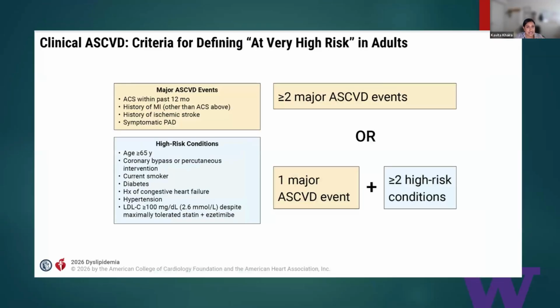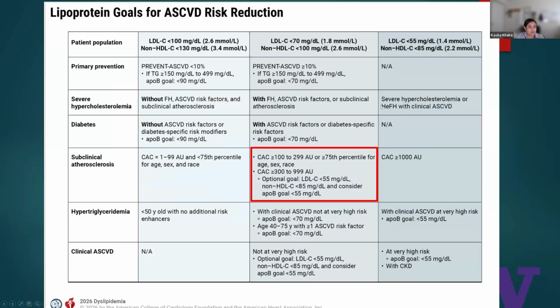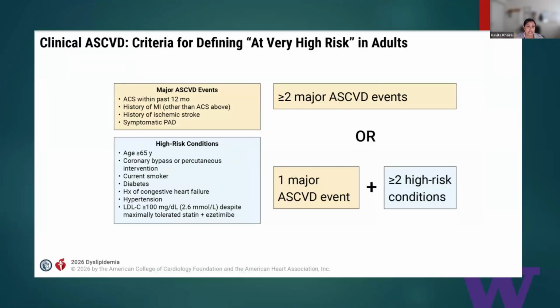Also, the second table in the guidelines that I think is the best is this: for clinical ASCVD, our indication to get them less than 55 is if they're very high risk. What does very high risk mean? Well, this is what it means. They have to have greater than 2 major ASCVD events, or 1 major event and 2 high risk features. For a lot of my patients, they're going to be at very high risk, but in primary care, they may not be. So this is also a very helpful table. If I had to pick 2 tables, these are the 2 that I reference the most in the new guidelines.